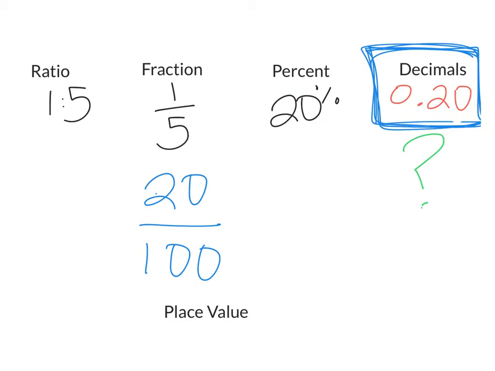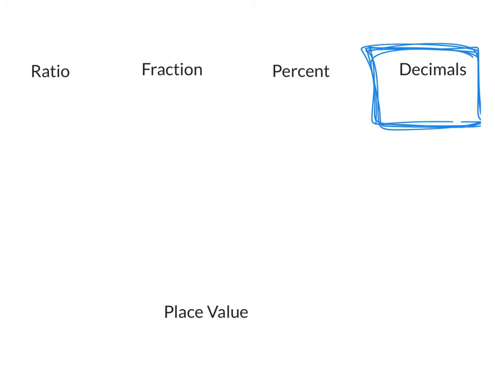Now, another tricky part is, what happens if it's not out of 100 and it asks something like this? I just realized that the word place value was there. I gotta erase that, so ignore that. Thank you. Now, what if I had the fraction 1 over 10? Can you give me the decimal in tenths? What's the decimal in tenths?